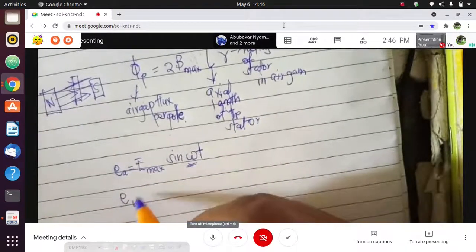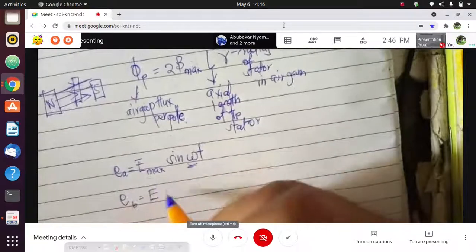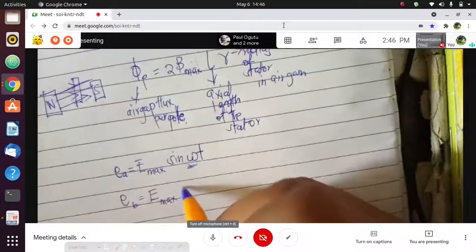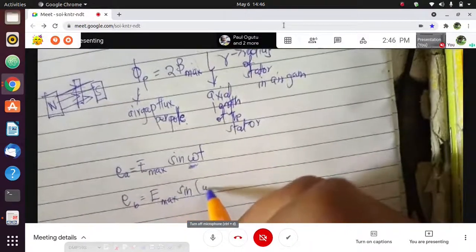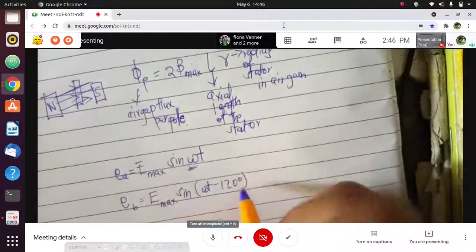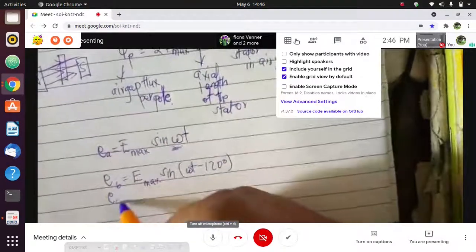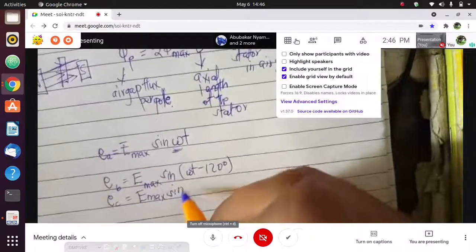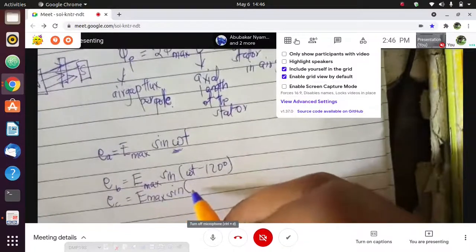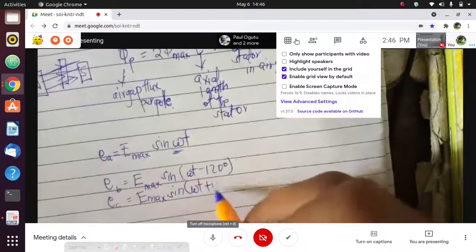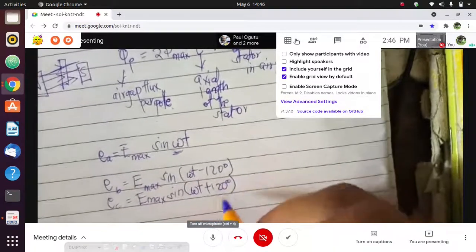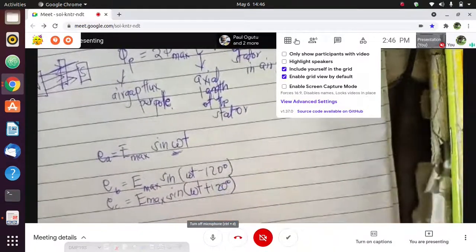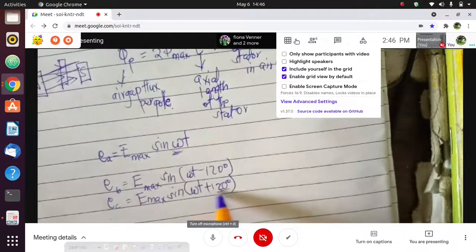The voltage induced in coil B will be E max sine omega t minus 120 degrees, and the voltage induced in C will be the maximum voltage induced in that phase coil multiplied by the sine of this. This represents the angular speed, and this represents the phase angle.